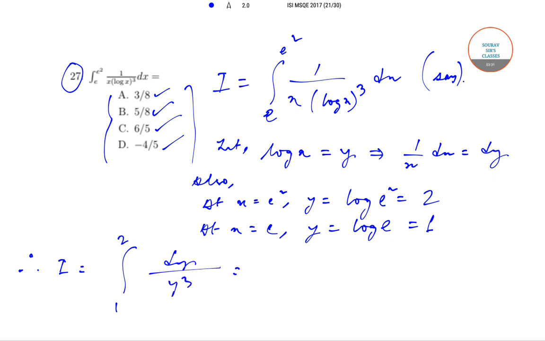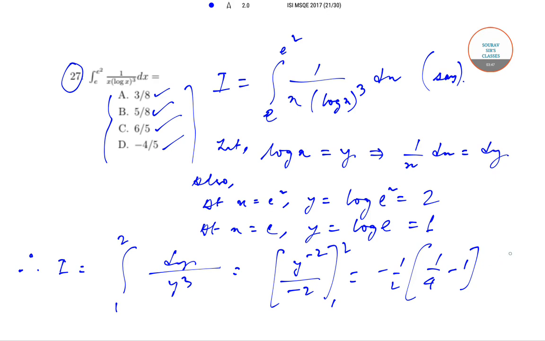So this will be equal to y to the power minus 2 by minus 2, which will go from 1 to 2. So this is minus 1 by 2 coming outside, and this will be equal to 1 by 4 minus 1, and this will be equal to 3 by 8, which is the option A.